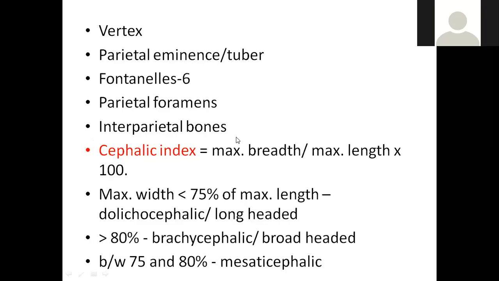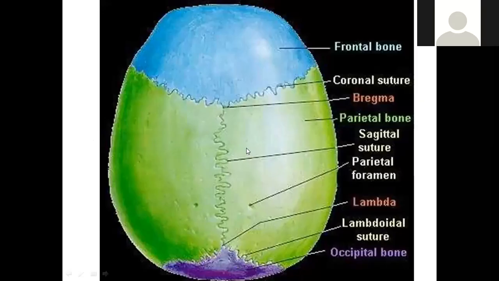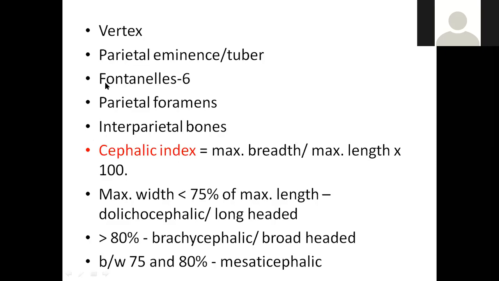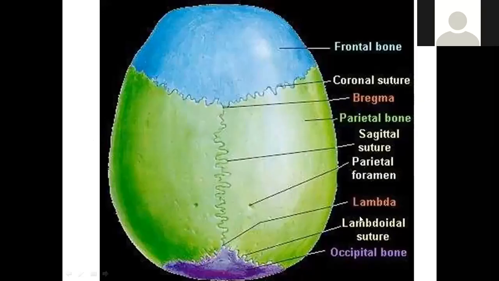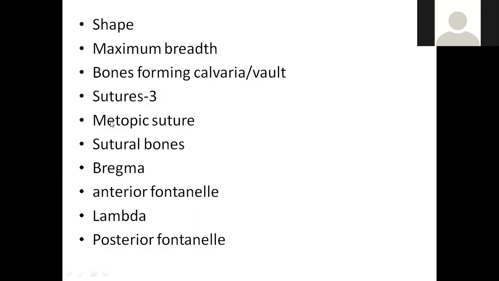Vertex is this particular view that you are seeing. We have two parietal eminences. The maximum elevation of the parietal bone is called the parietal eminence. The maximum elevation of the frontal bone is called the frontal eminence.